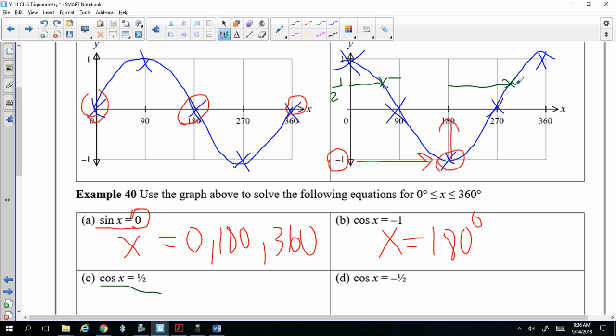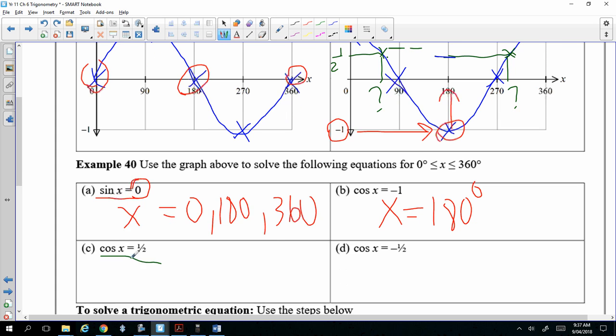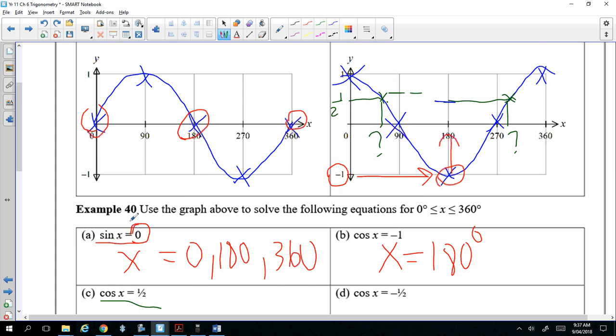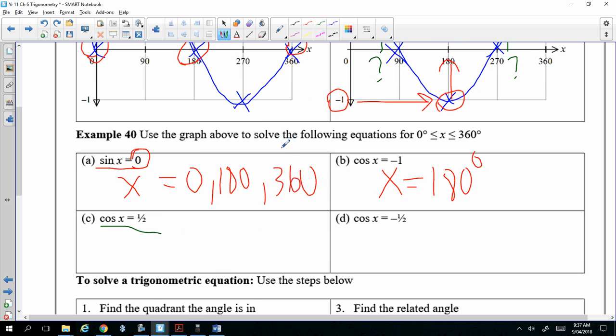Okay, so when it's half, we can't use the graph. We can use the graph for 0, -1 or 1, but not for anything in between, because that's a little bit more of a mystery. So this has to be done in a different way. No graph. Whereas for the other one, you have to use the graph: the 0, 180, and 360.